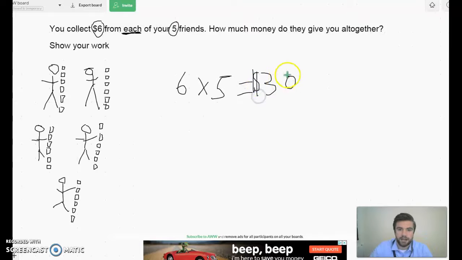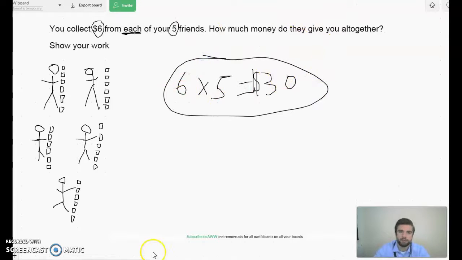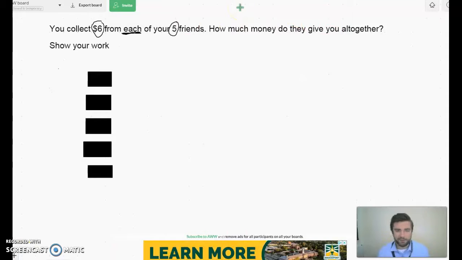Draw our little dollar sign there. So our final answer is 6 times 5 equals $30, because $6 from 5 people equals $30. That's how you could do this problem one way, by drawing a picture. Let me show you another way, by drawing an array. Remember, we're going to stick with the same problem, we're just going to solve it a different way.